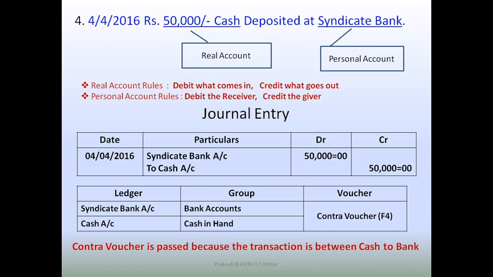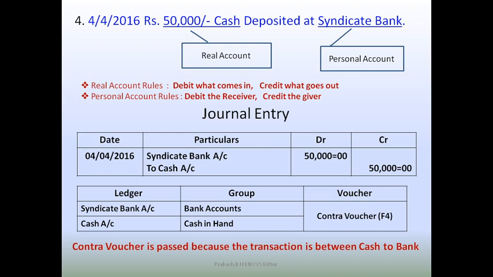And then to cash account. Cash is a real account. The real account rule says debit what comes in, credit what goes out. Here the cash goes out from the company. The company is depositing the amount in the Syndicate Bank, so the amount is going out of the company. Hence it is on the credit side. We have entered it on the credit side. Therefore to cash account is on the credit side.